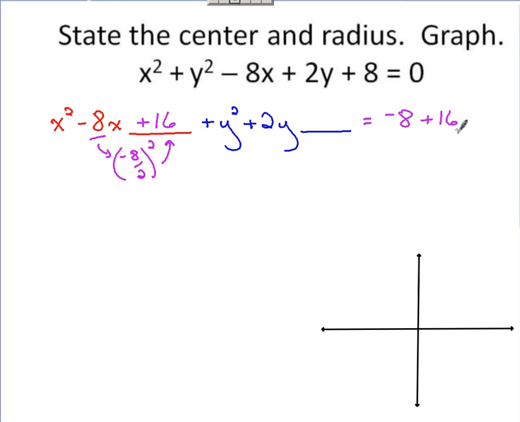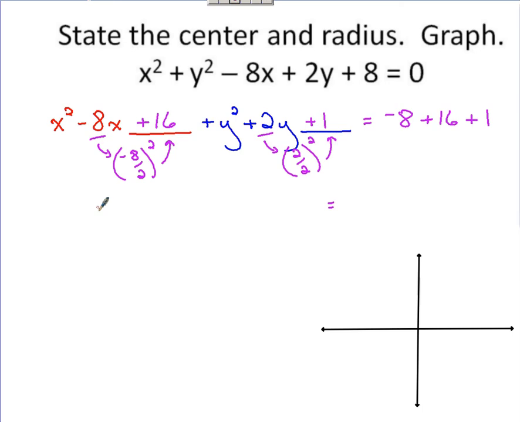Okay, as I complete the square with respect to the y terms, I'm going to take half of the 2 that's in front of the y term. Obviously, that's going to be 1. I'm going to square that, still going to be 1, and add that on. Whatever I do to the left side here, got to do the right side over here. So we do that to complete the square and get the form that we need.